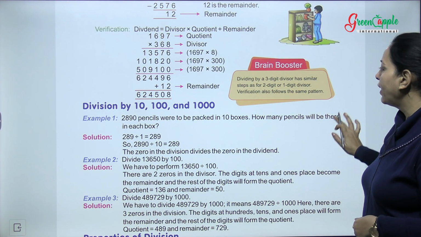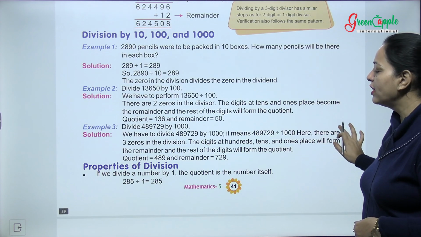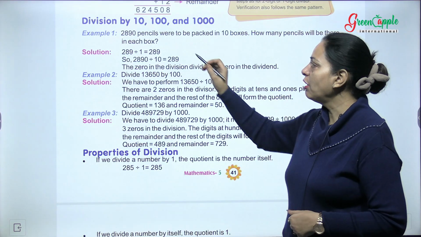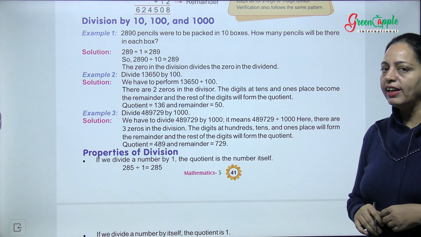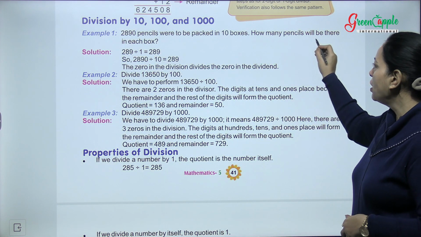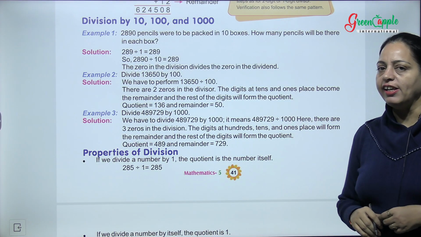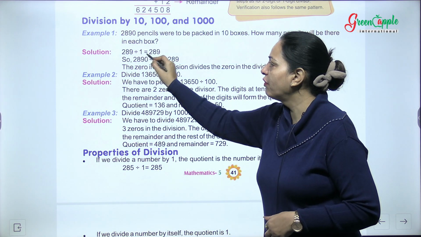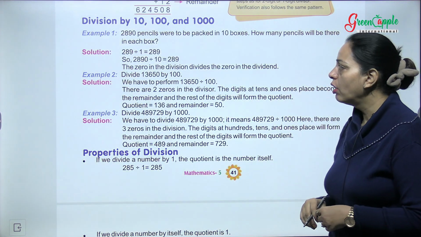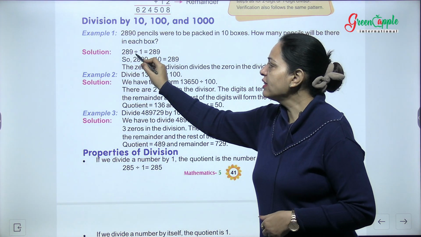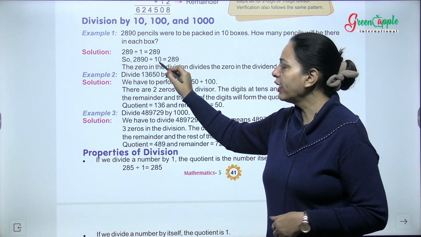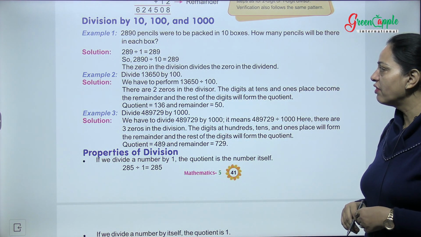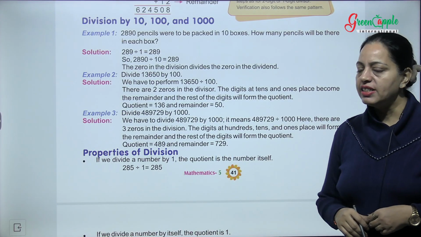Now division by 10, 100 and 1000, very simple. Example 1, 2890 pencils were to be packed in 10 boxes. How many pencils will be there in each box? So what to do? Divide this one by 10. So how can we write? Divide this number, the 0 and 0 cancel, so 289. The 0 in the divisor divides the 0 in the dividend.